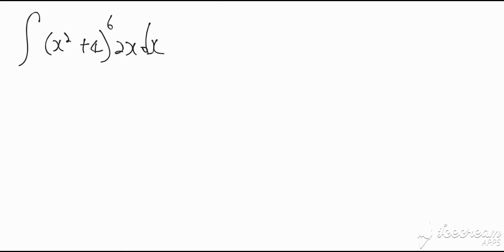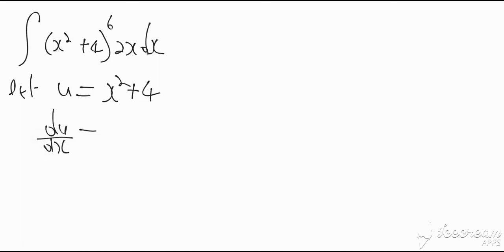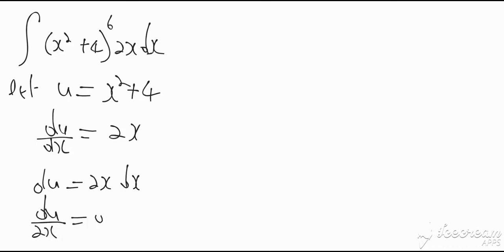So if we decide to use the long way, we have the function inside of the bracket raised to a power of 6 times 2x. What we're going to say is let u equal x squared plus 4. And as you know, if we're going to change it over to u, we're going to integrate with respect to u. So I'm going to have to differentiate this function. So du over dx gives me 2x. Now, I want du, so I'm going to have to transpose this function for dx. So we can say that du is equal to 2x dx. So du over 2x is equal to dx.